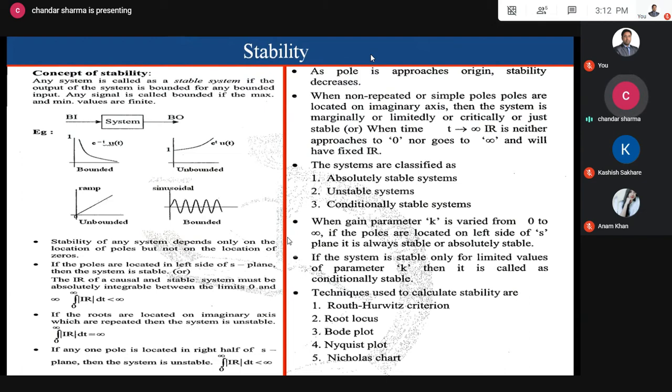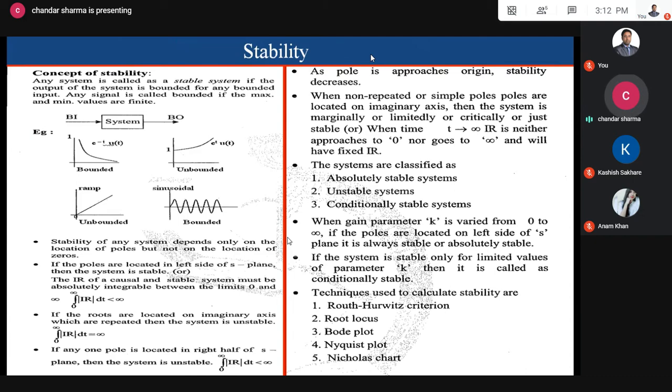Stability is very important terminology in the control system. A system is said to be stable if, for a bounded input, the output is bounded, and the output tends to 0 in the absence of input, irrespective of the amount of initial condition. You can see on your screen: any system is called a stable system if the output of the system is bounded for any bounded input.